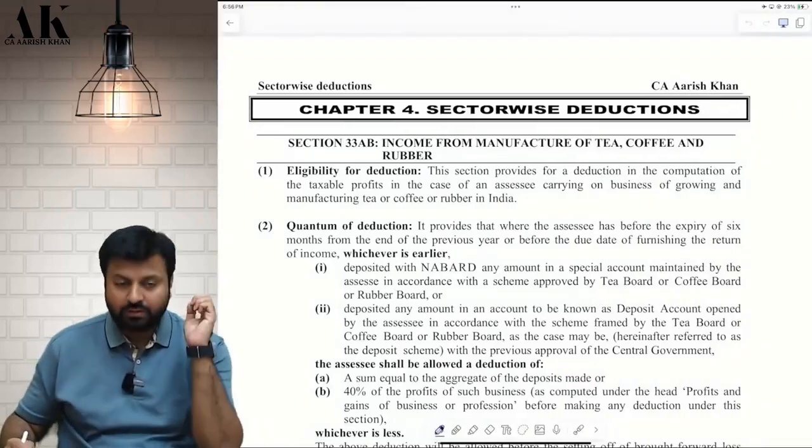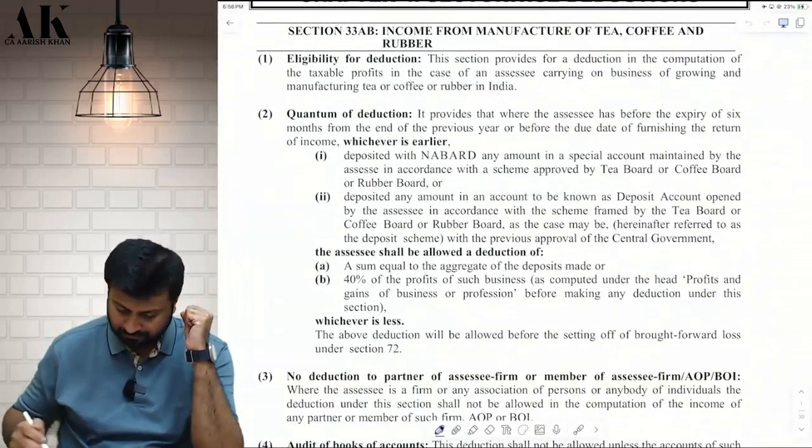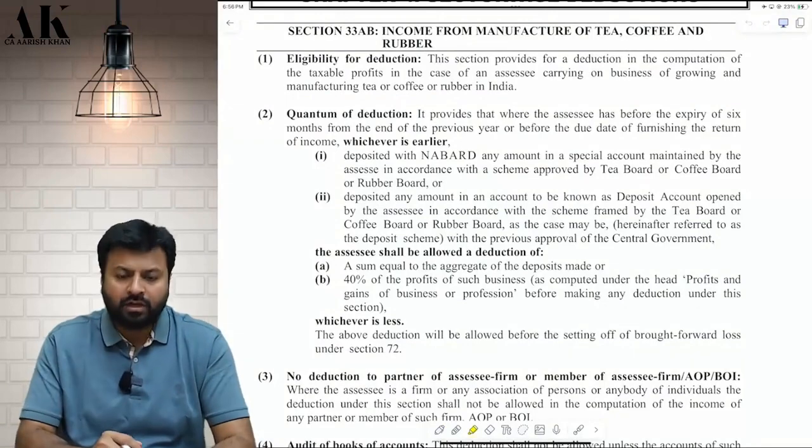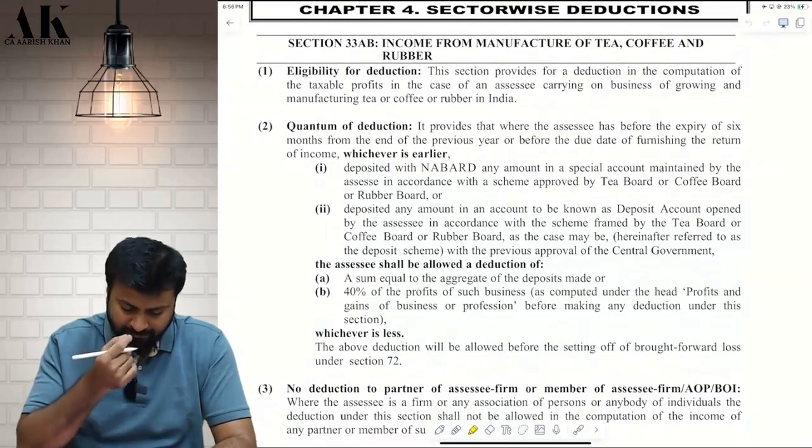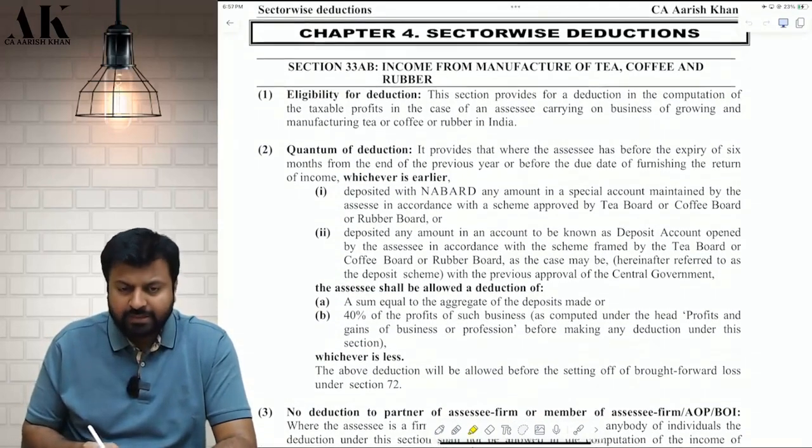Now coming back to the textbook now. I will read the textbook now one by one. Few deductions, few points I am going to read from here. Section 33AB, chapter number 4.